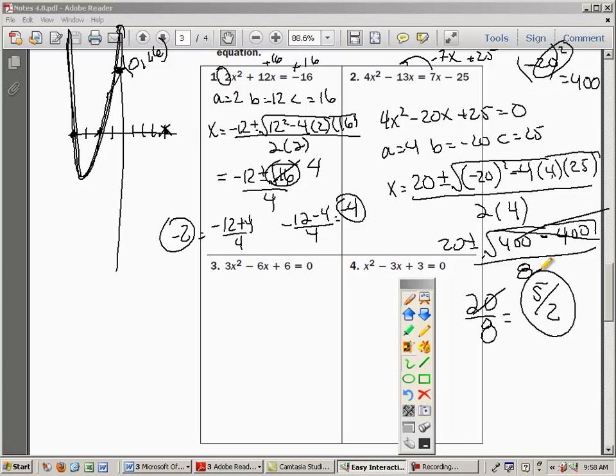Now, I've been working through the graphs for these, so I'm going to draw a graph over here. You don't have to write this in your notes. But it has one solution at positive 2.5, which is right there. We already know also that our y-intercept is 25, which is way up there someplace. So this graph comes down, touches the x-axis at 2.5, and then goes back up. It doesn't actually cross through it, otherwise it would have 2 solutions.